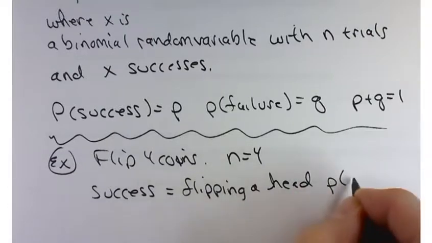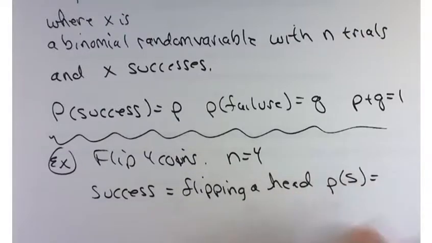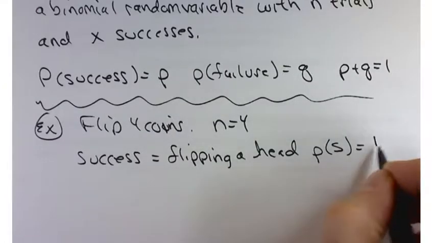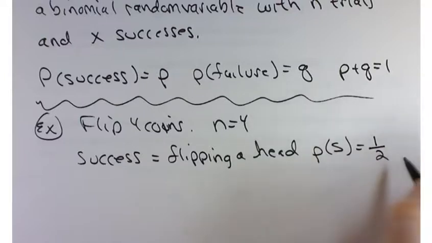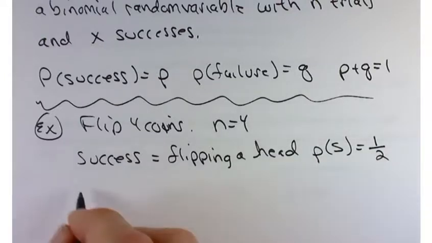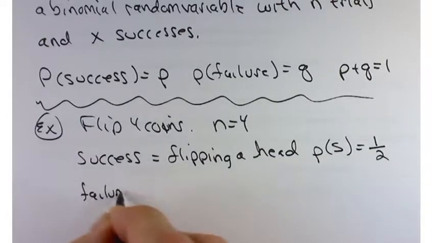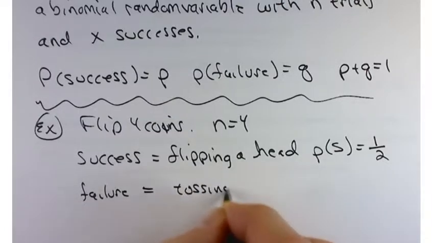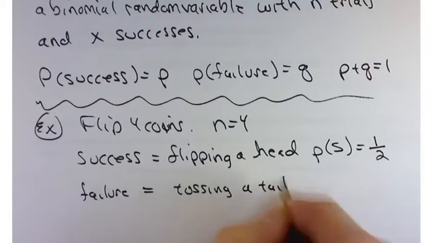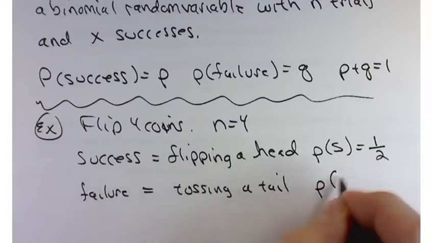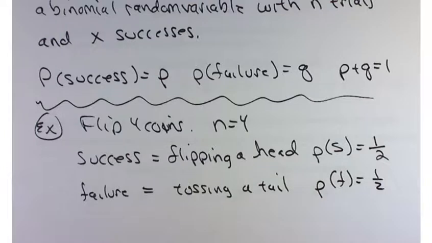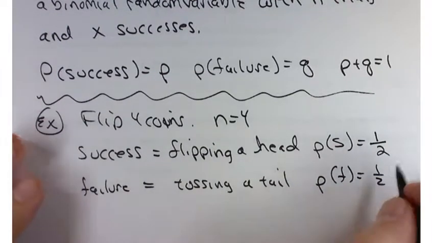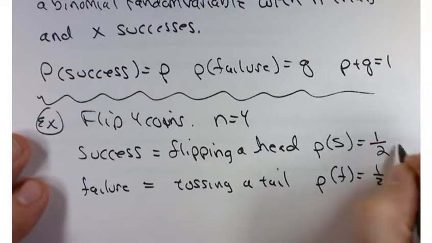Probability of success, what's the probability of tossing a head? Yeah, 0.5. Failure is going to be tossing a tail or flipping a tail. Probability of a failure is, again, 0.5. So that's going to be your Q. That's going to be your P.